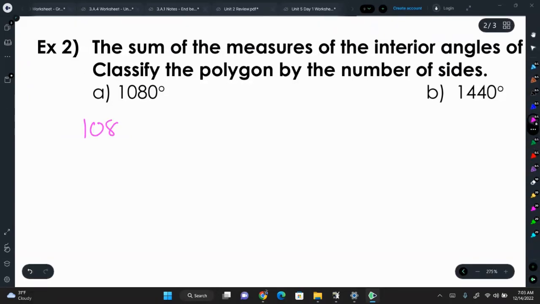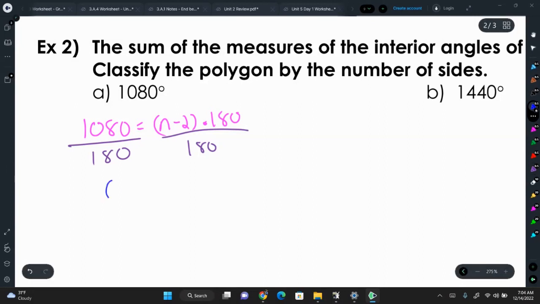So 1,080 equals n minus 2 times 180. So we're going to divide both sides by 180. 1,080 divided by 180 is 6. So 6 equals n minus 2. We add 2 to both sides, 8 equals n. And we know that an 8-sided shape is called an octagon.